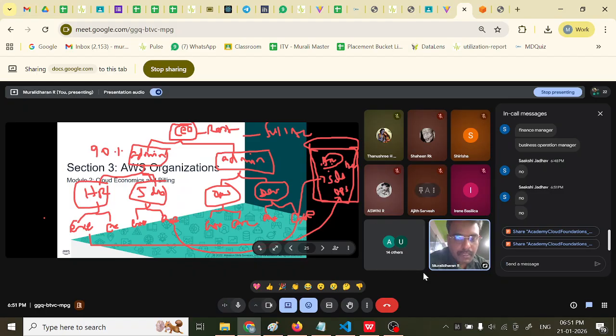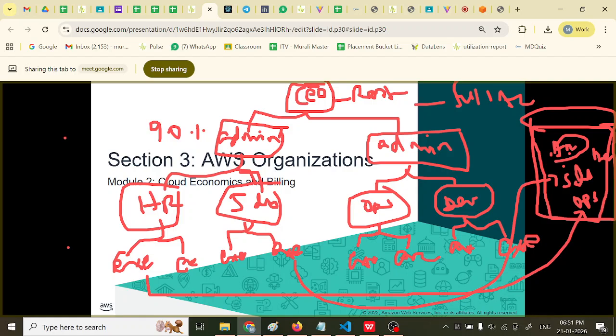No. Correct. Now how can we restrict? Because it already has a common pool. The storage is common for all the departments, but we have to restrict the access to other department files. Correct? For that we need to create one more thing called a policy.